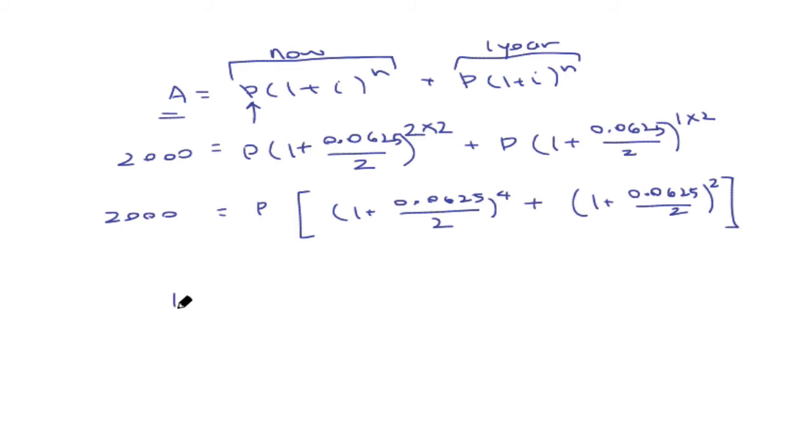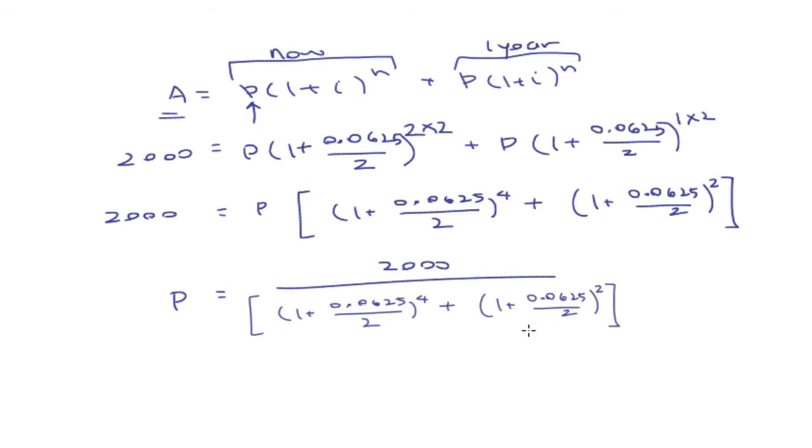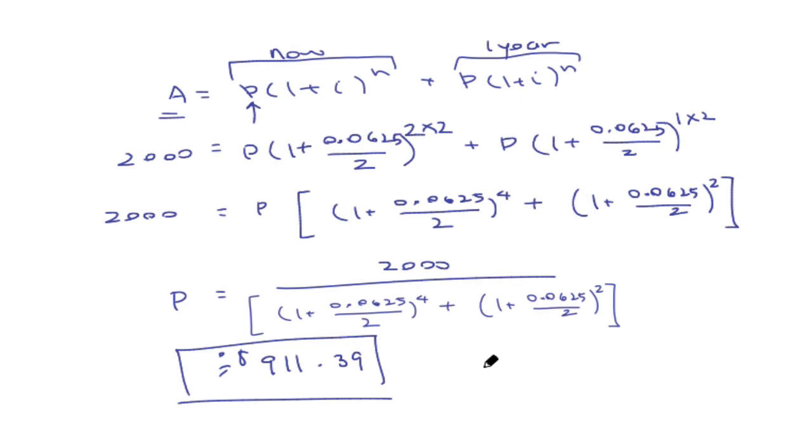So now I'm going to isolate for P, so this is going to be 2000 all over all of this. There we go, and then let's calculate for P. And so we get $911.39. So this much must be deposited at both of these times in order to get the $2,000.